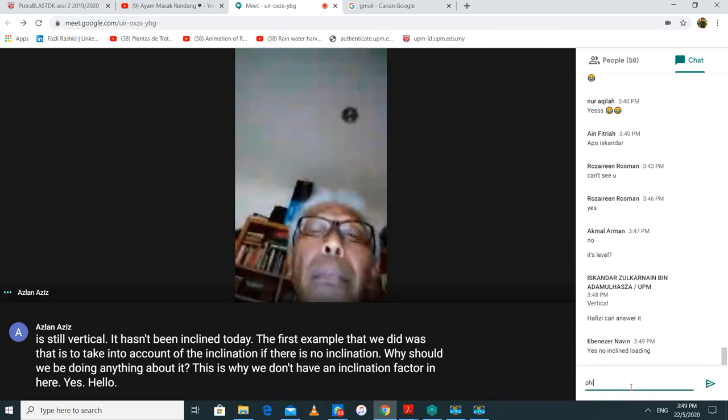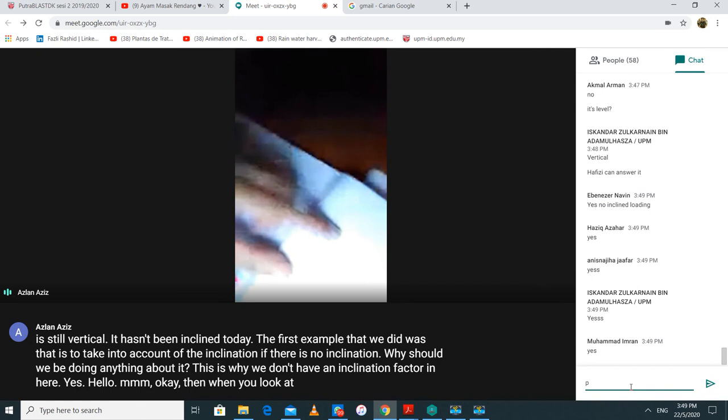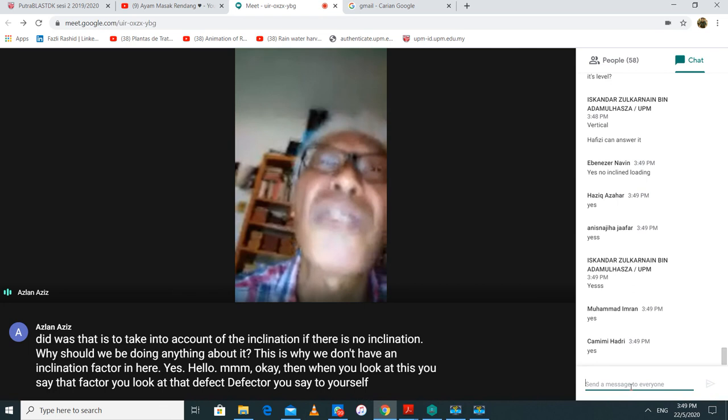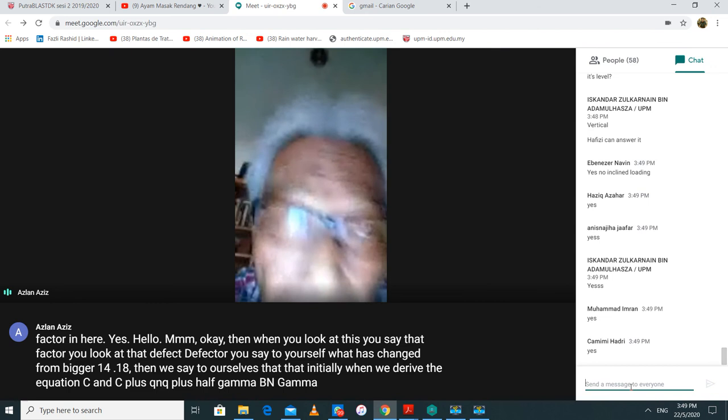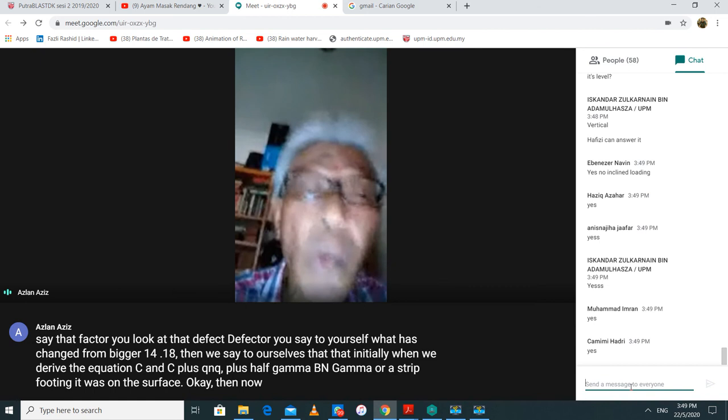Okay, then when you look at this, you say depth factor. You look at that depth factor, you say to yourself, what has changed from figure 14.18? Didn't we say to ourselves that initially, when we derived the equation cNc plus qNq plus half gamma B N gamma for a strip footing, it was on the surface. Now in this problem, it is below the surface, and we make a modification to that.